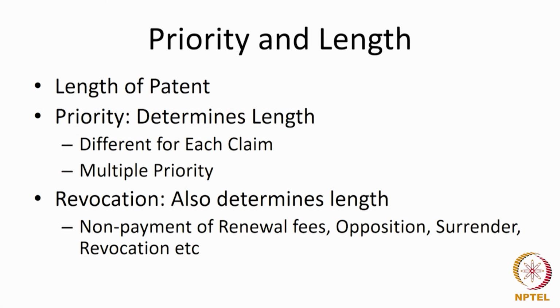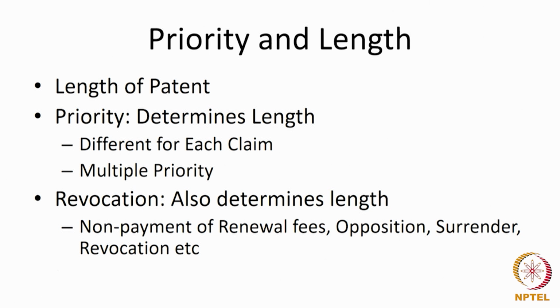The length of a patent is also determined by revocation, because normally a patent would be alive if the patentee pays the renewal fees over a period of time. It can be kept alive for 20 years from the date of application. But if there is a challenge to the patent and if the patent gets revoked, then the length of the patent gets shortened.